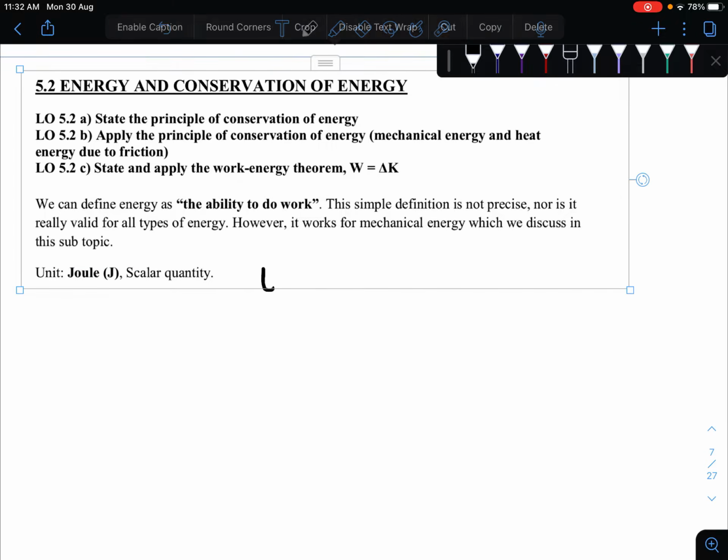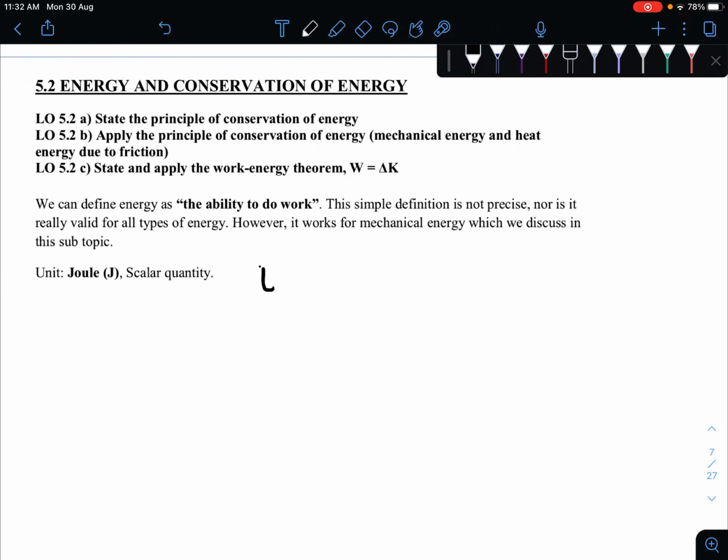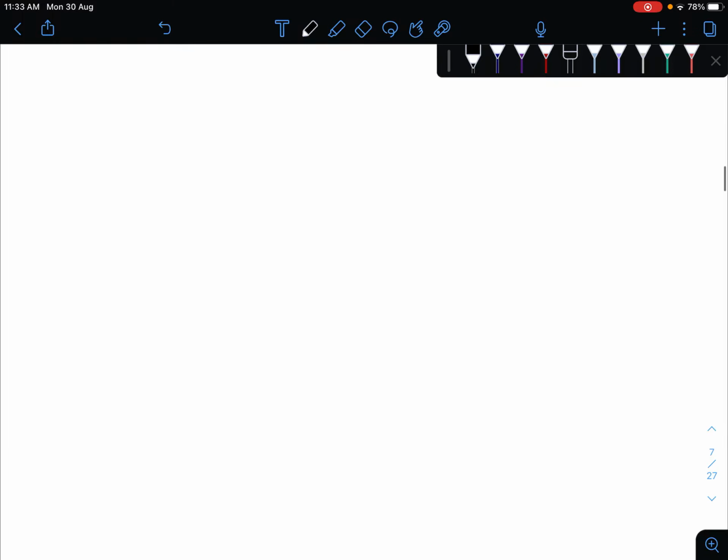Okay, energy here, we use the symbol E. This is the total energy. And it has a unit of joule, and it is a scalar quantity. So energy does not have direction. It only has magnitude. Only magnitude. No direction.